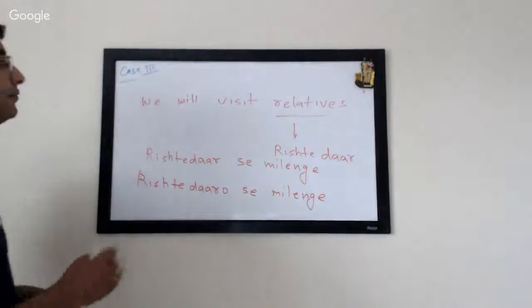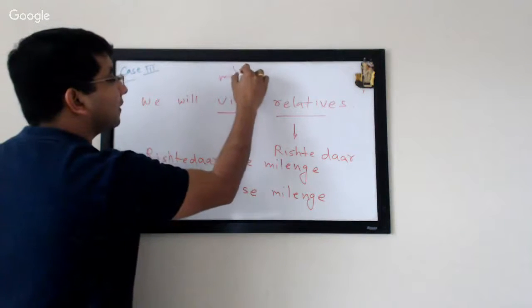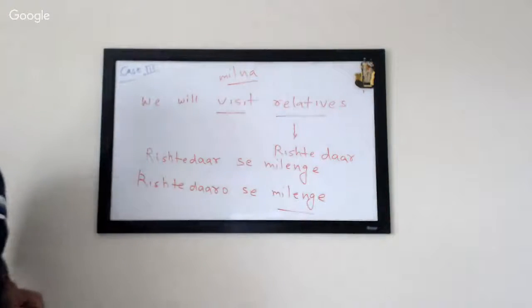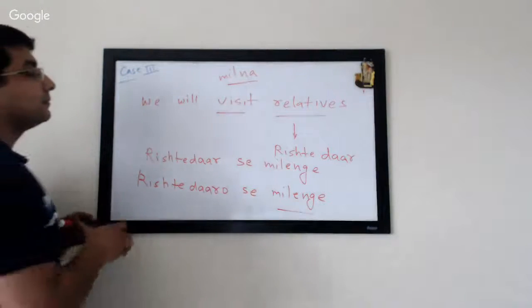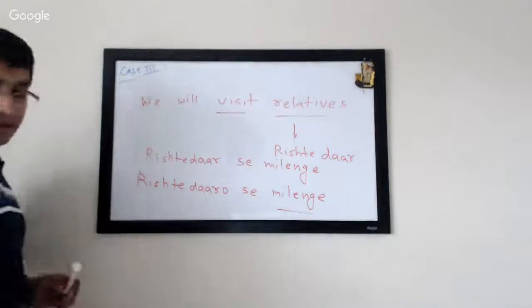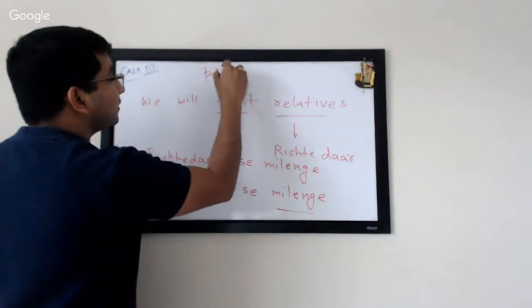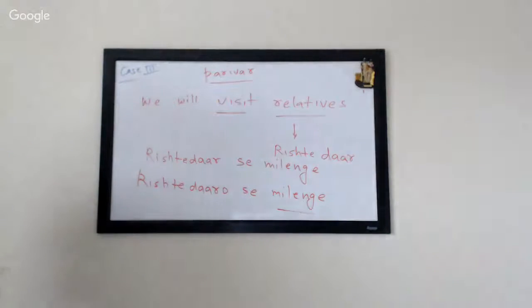right? To visit is milna, but when you're saying it in future indefinite, you're saying milenge, right? Family is parivar, right? So whenever you're saying we'll visit our family, so हम परिवार, right? You'll say हम परिवार से मिलेंगे और परिवार वालों से मिलेंगे. You can say that.